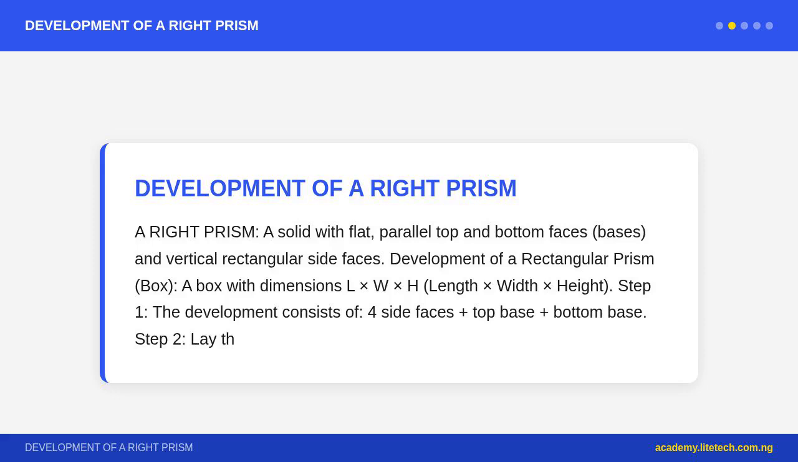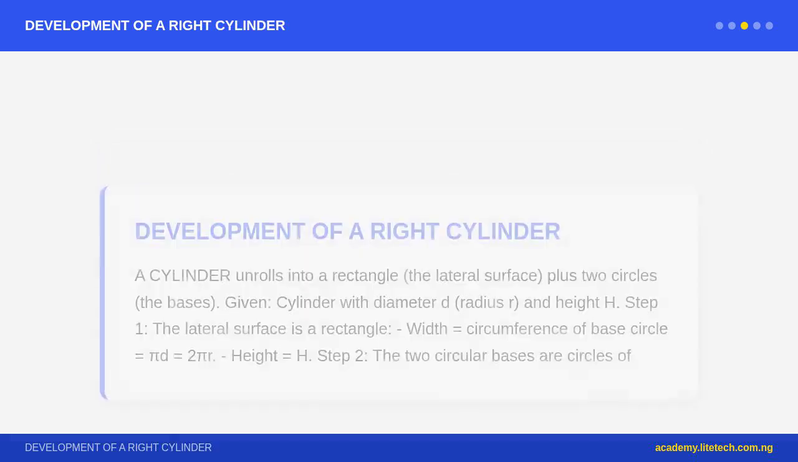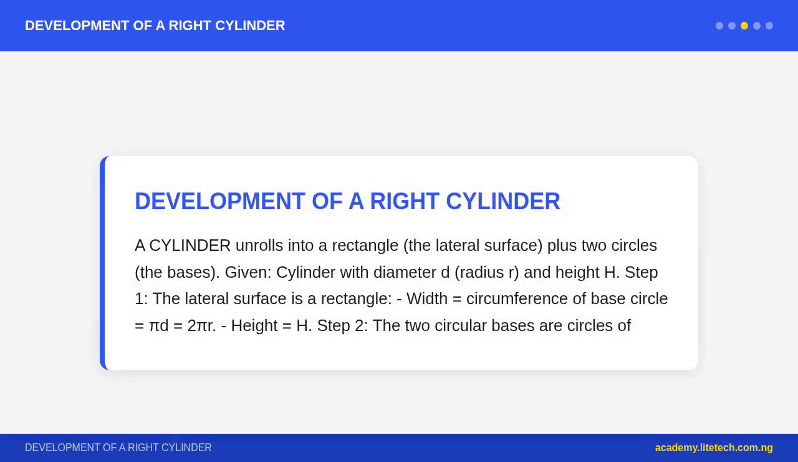Nigerian application. A funnel used in Nigerian markets for filling sacks with grain is a frustum of a cone with the top cut off. Its sheet metal pattern is a sector annulus, a donut slice, calculated using the same cone development principles. WAEC Technical Drawing questions on surface development.